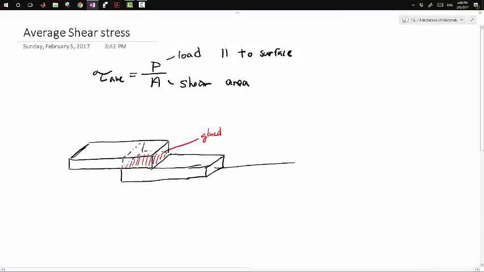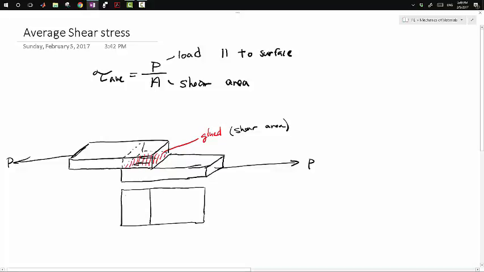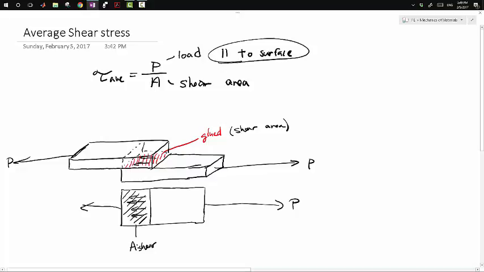And we have a load P, which makes this load parallel. Again, if you look at the red area, which is the shear area, the force is going parallel to this area. If I look at this plate top down, we have this shear area. Here's the load, P, and an equal and opposite load going this way. The load is going parallel to the surface. That's why I said parallel to surface.